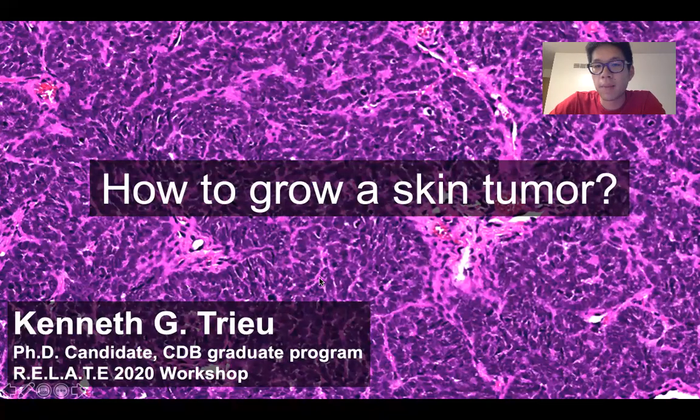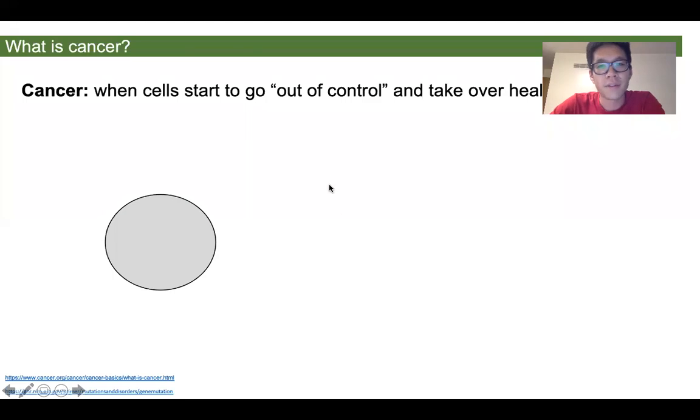So before I talk about skin tumors and all of the nitty-gritty details, I first wanted to talk to you all about cancer. So what is cancer? Ultimately, cancer by definition is when our cells in our body start to go out of control and take over our healthy cells. Here I have schematically shown a gray circle. Think of this gray circle as a cell in our body.